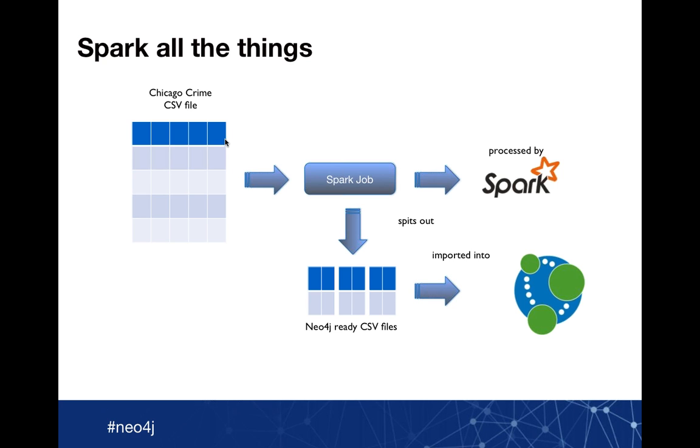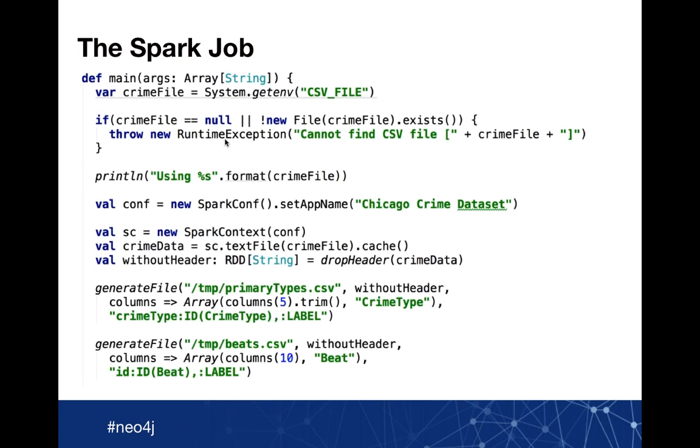So I've got a Spark job, which I'll have a quick look at, which takes in the Chicago crime CSV file and spits out lots of Neo4j files ready to be imported into the database. For the curious, this is what it looks like. It has a main method where we say, I've got a file. We define it as an environment property, which is the path of the file, and then we go through and generate the files for each of the types of nodes and relationships that we want to create.